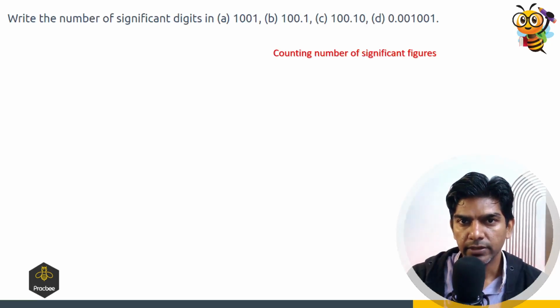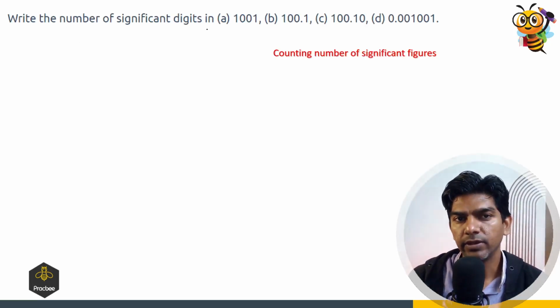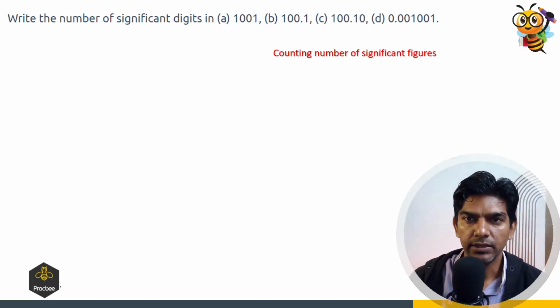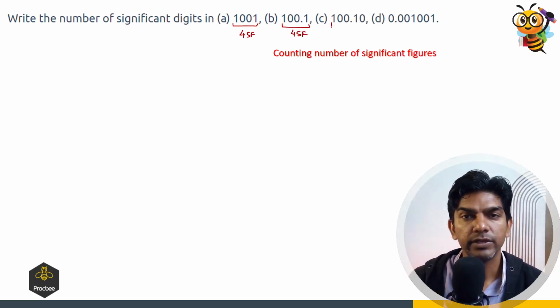Right, so now let us see some of the questions which can be formed from this area. Write the number of significant digits in A, B, C and D. So in A, no decimal is shown, so we can say it will have 4 significant figures. It is measured up to 1 decimal place, it will have 4 significant figures. It is measured up to 2 decimal places, so it will have 5 significant figures. And in this case, we'll have 4 significant figures, right? We don't have to count these zeros.